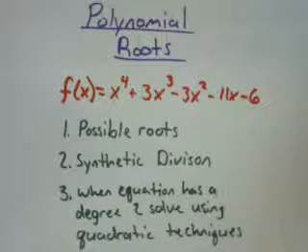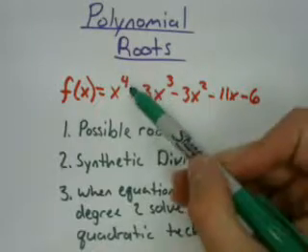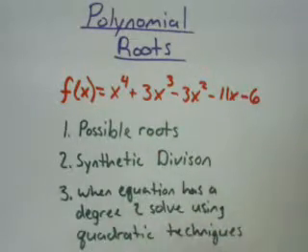Hi, Mr. Andrew here, and today we're going to be finding the polynomial roots of this equation. F of x equals x to the fourth power plus 3x cubed minus 3x squared minus 11x minus 6. And this is a degree 4 polynomial because the highest power is 4. It leads it off there.